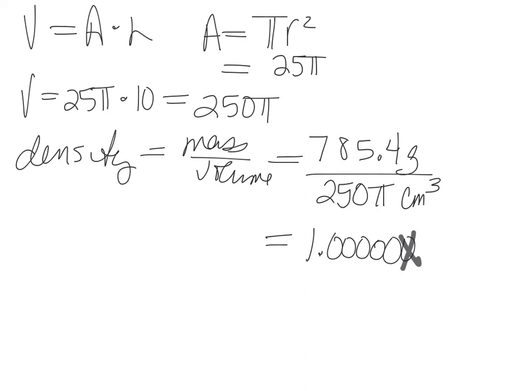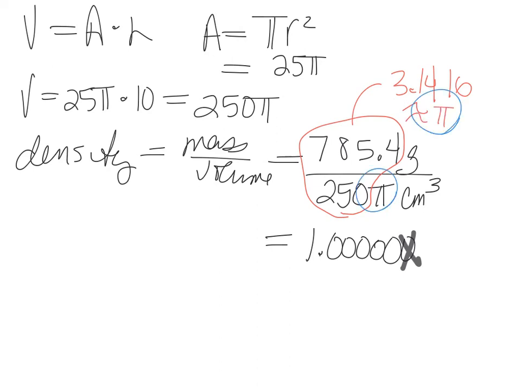But you know what's really cool about that? The density of water is actually 1. Like, that's a scientific fact. I can also say that 785.4 divided by 250 is pi. Like, it's really cool. This right here is 3.1416, which is approximately pi. So when we divide pi by pi, we get 1. That was fun. So the density of water is 1 gram per centimeter cubed.